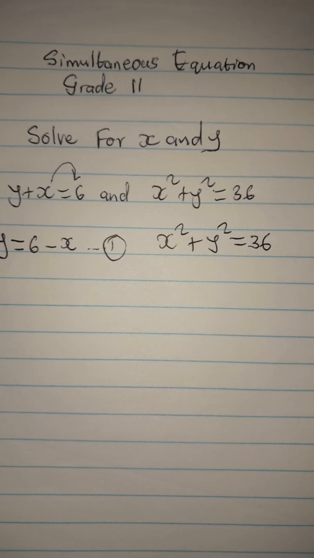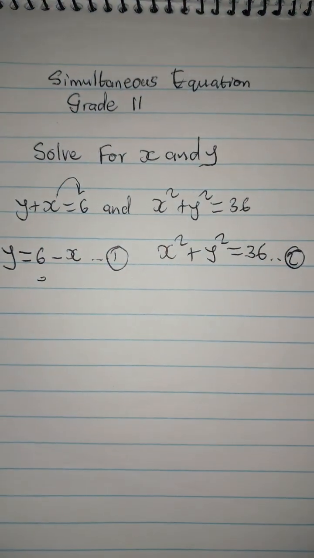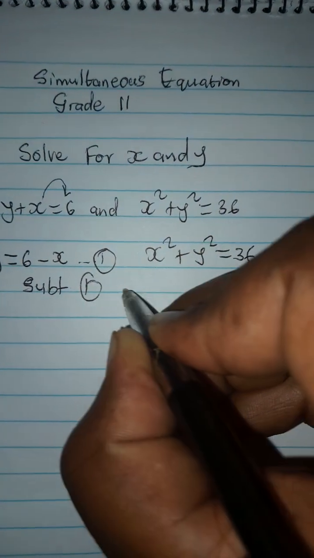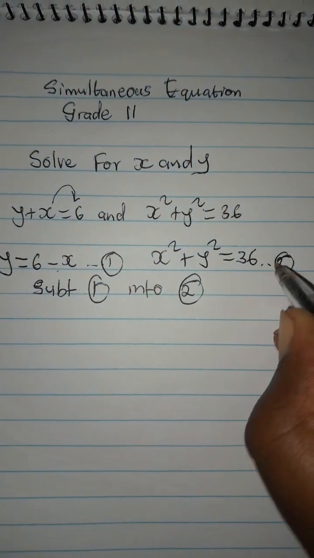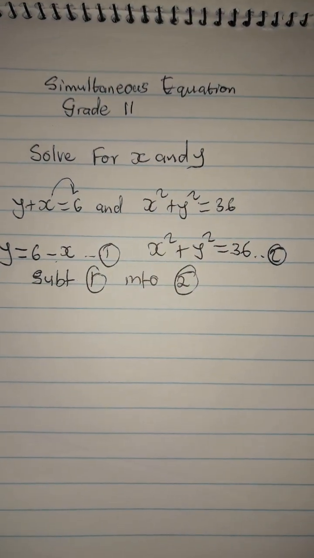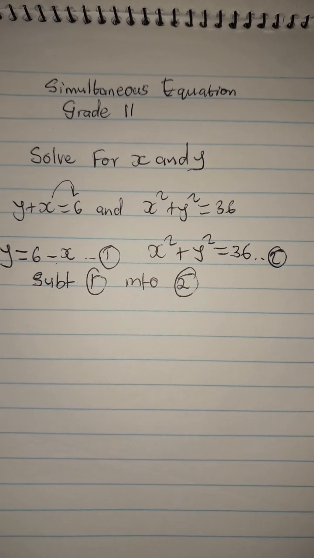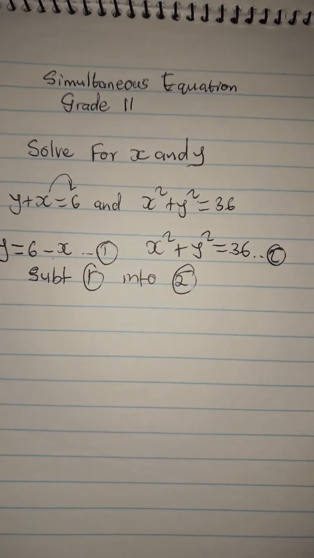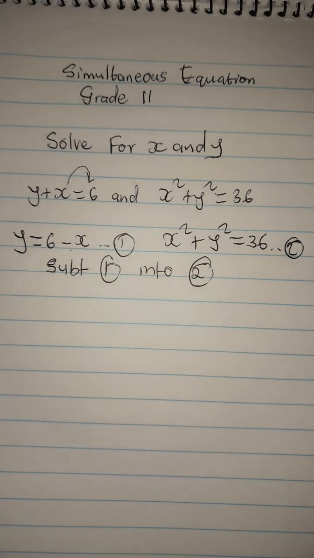Since I have my equation 2 here, I will substitute. The first thing to do is to substitute equation 1 into equation 2, meaning that where you see y, you replace it by 6 minus x. In this video, we won't rush. It is advisable that you pause the video, do it yourself and recheck after. We won't rush, because if you rush, you will crash. So let's do things in an orderly manner.